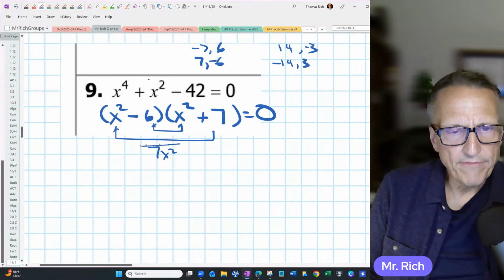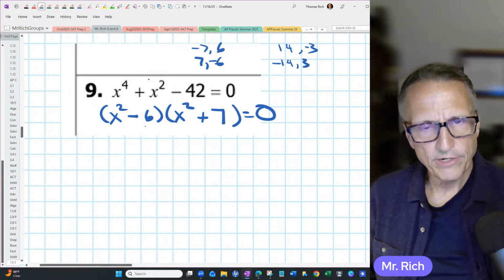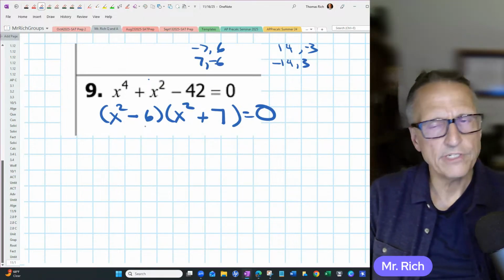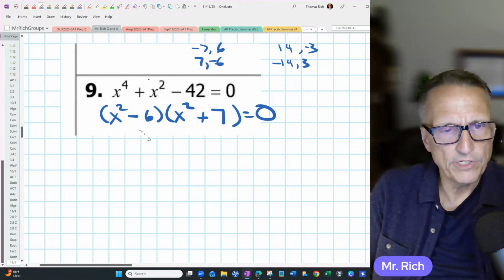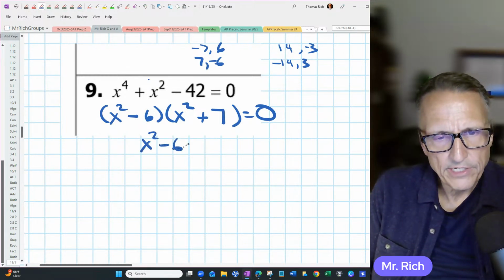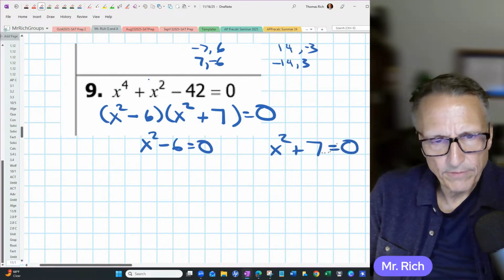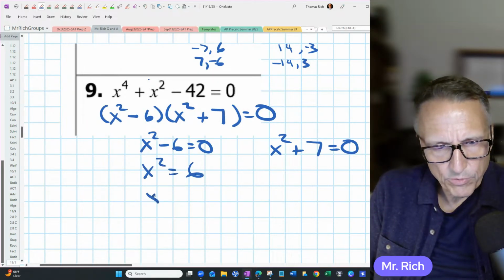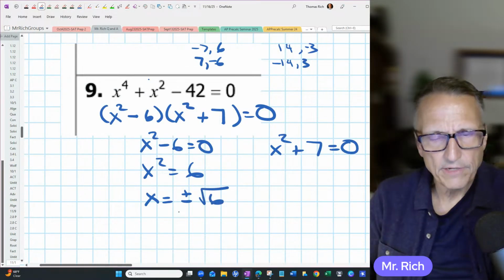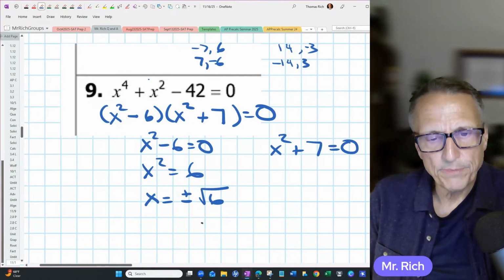All right, so now that we have factored this, what do we do once we have successfully factored a trinomial into the product of two binomials and we have it set equal to 0? What we would do here is set each one of these equal to 0. So I'm going to set x squared minus 6 equals 0 and x squared plus 7 equals 0. To solve this one, I would add 6 on both sides. I would square root, and I get plus or minus the square root of 6. So I get two answers there, and those are two real answers. They are irrational answers, but they are real.